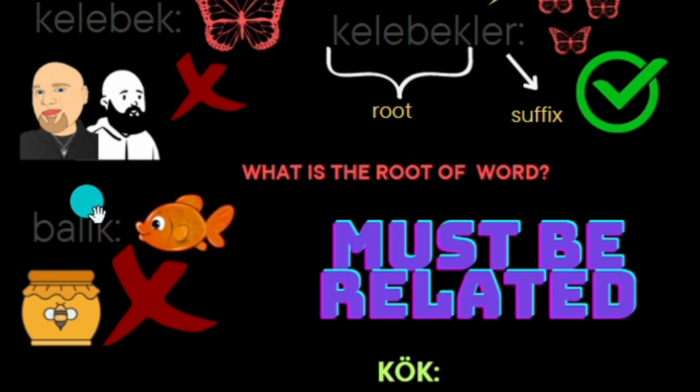Another example, balık means fish. Balık means fish and bal means honey. Honey. Well, I'm asking you, is there any relation between honey and fish? No. So, bal isn't our root. It isn't kök. Balık is our root.